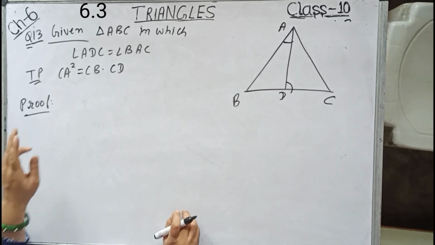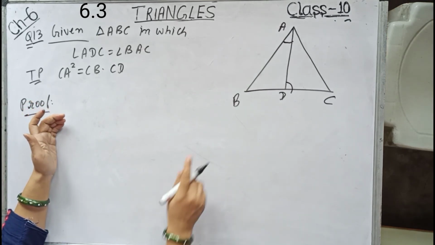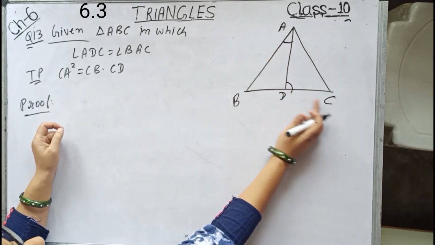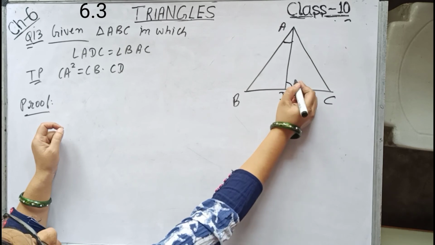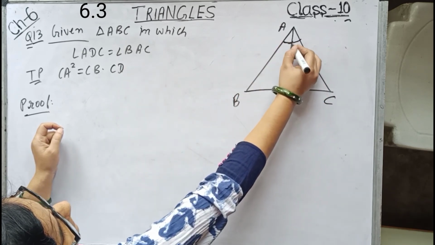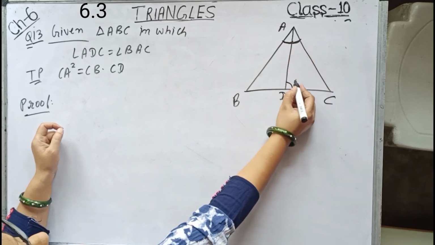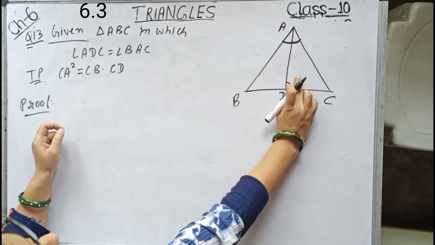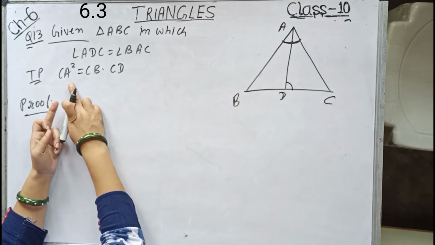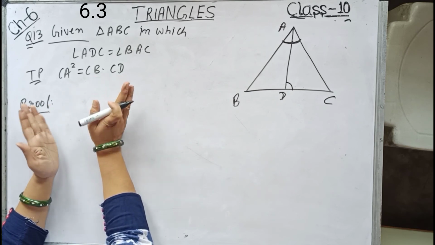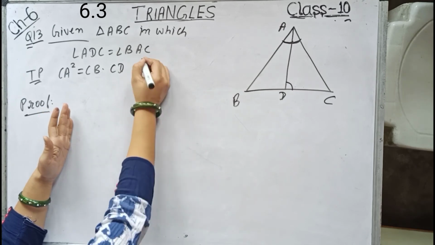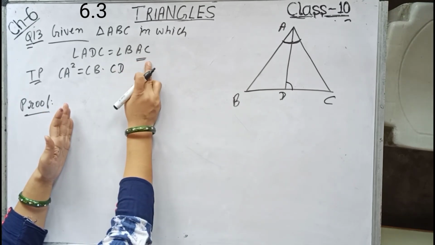Question number 13. Now in question number 13 it is given that ABC is a triangle and AD is a line such that angle ADC equals angle BAC, this total angle. This angle 1 equals angle A, we can say. I am not naming one, simply angle ADC equals angle BAC. We have to prove that CA square equals CB into CD.